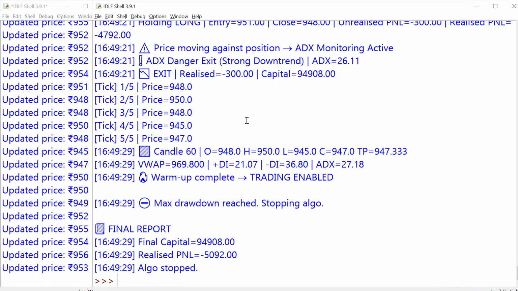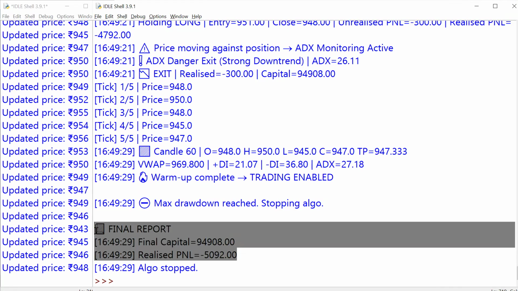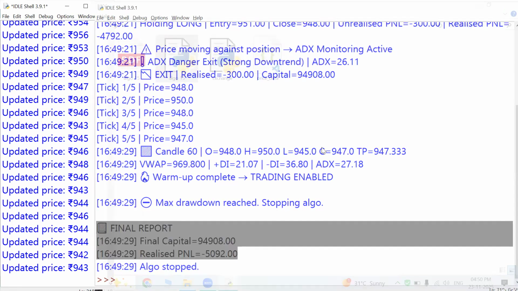So the algo is stopped. Algo says, if you really want to start again, you can start it, but the max drawdown has happened. So VWAP was continuously going against the trend. If I don't use this ADX, then this 5% would have been reached much sooner. What I use the ADX for is to take time to basically come against us. So VWAP will help you to take the trade, but ADX is going to save your capital.